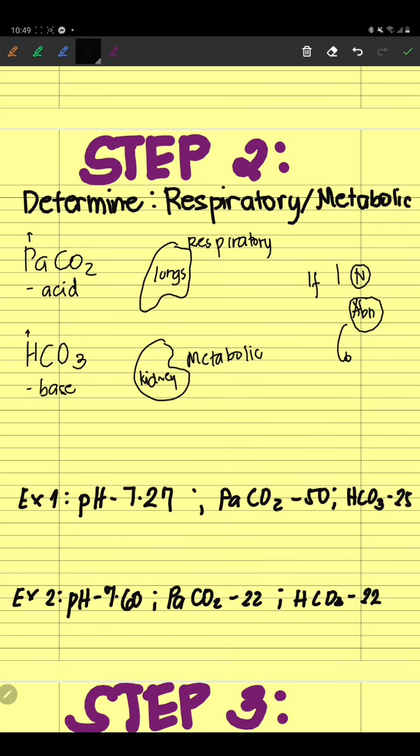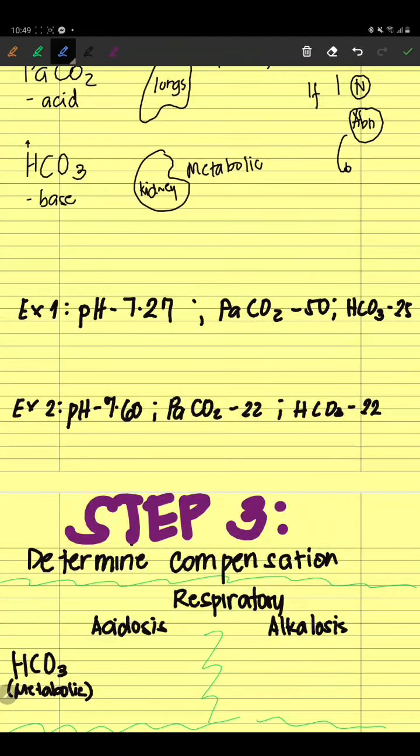So, let's try to give you an example so that you will be able to understand it more further. So, example number 1, the pH is 7.27, PaCO2 is 50, HCO3 is 25. So, in your pH, we mentioned that 7.35 to 7.45 is the normal level. This is already less than the normal level. We mentioned that less than pH, that is already acidosis. So, acidic yan.